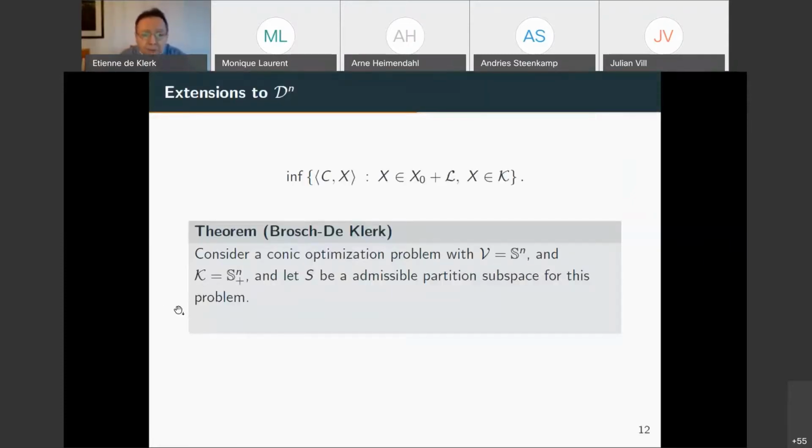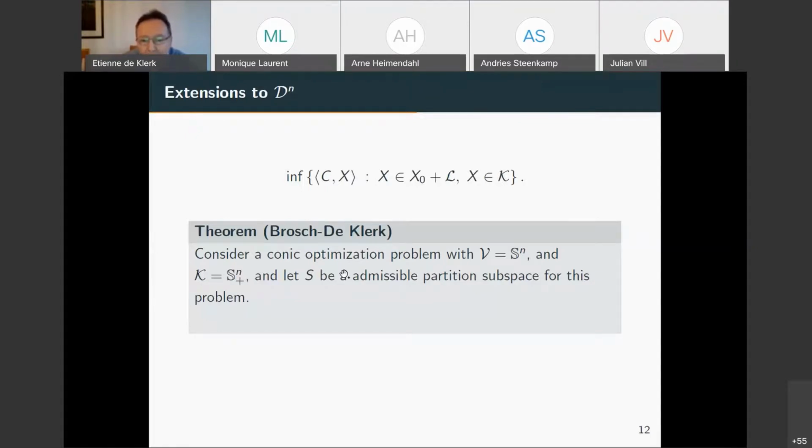So the first thing, which I call a theorem, but it's actually a simple observation, is the basis of the computational approach. This is by Daniel and me in one of the papers I will show later. It's just, if we consider an optimization problem with a positive semi-definite cone, and we have an admissible partition subspace for this thing.